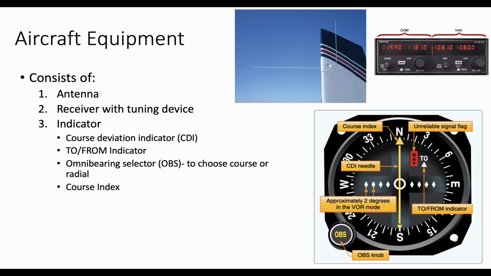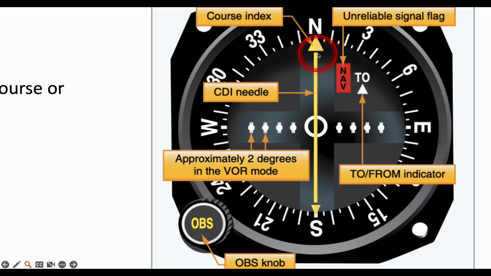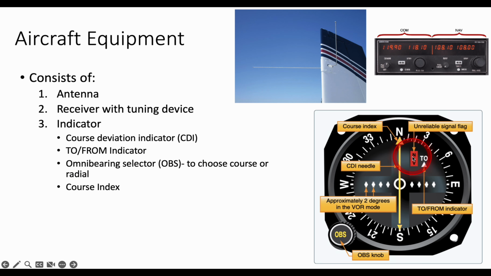And you'll also need an indicator, which we call a course deviation indicator, or CDI. And there's a few things to point out on this CDI. In the middle right here, you have a CDI needle, which tells you your orientation to that VOR. You have a to-from indicator. So if it points up like this, it'll say to, or it'll be an upside down triangle and it'll say from. And then you have an OBS knob right here, so you can twist that knob and it'll change the orientation of the CDI based off of what you're trying to do. If the signal is unreliable, you'll see a red flag pop up as well.